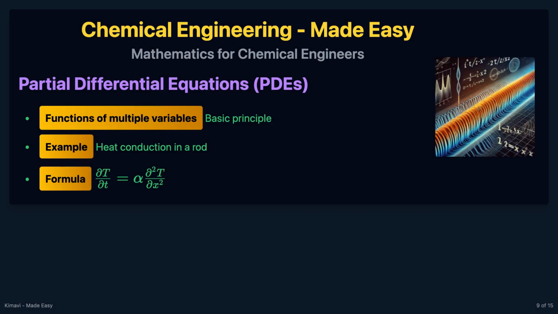Partial differential equations involve functions of multiple variables and their partial derivatives. For example, the heat conduction in a rod can be described by the PDE, partial T over partial t equals alpha times partial squared T over partial x squared, where T is the temperature, t is time, x is the position along the rod, and alpha is the thermal diffusivity.